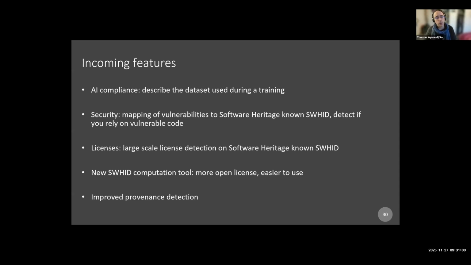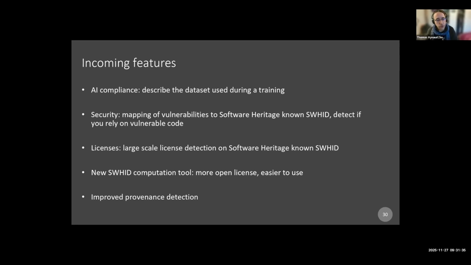About licenses, we are running a large-scale license detection on the Software Heritage known suite. So we will rely on Scan OSS, and we'll run it on all the data that we have at Software Heritage. So we will have some license detection run on almost everything, and with a known suite, you can ask, or maybe we will have the data that, okay, this suite is detected by this software in this kind of license.